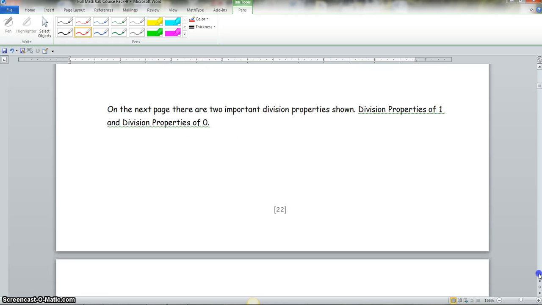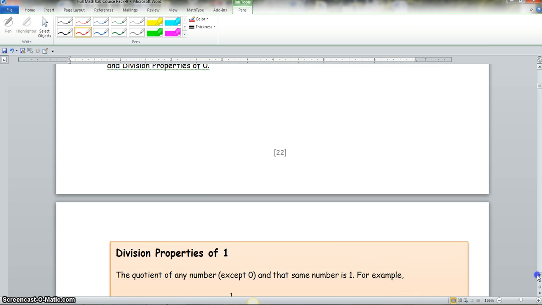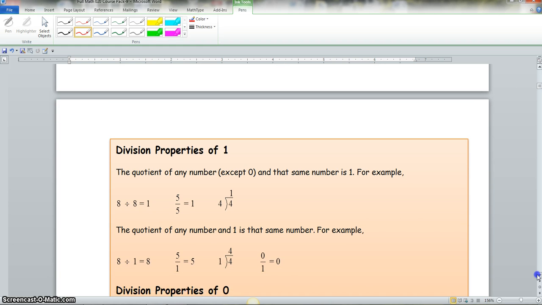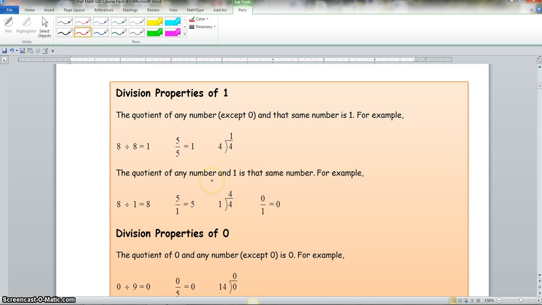Now, it says here on the next page, there are two important division properties shown. Division properties of 1 and division properties of 0. Now, with our division properties of 1, there are two division properties of 1. The first division property states this: if any number except 0 is divided by itself, it will give you 1. Like we see here, 8 divided by 8 is 1. 5 divided by 5 is 1, and 4 divided by 4 is also 1.